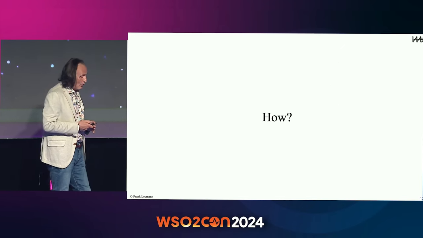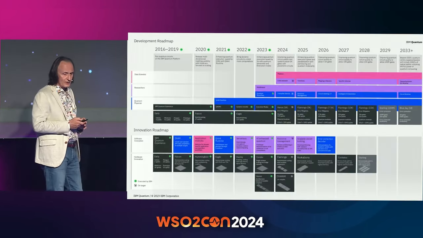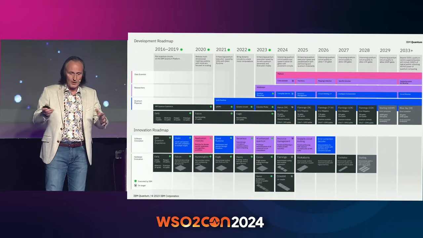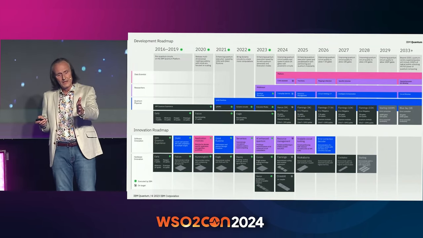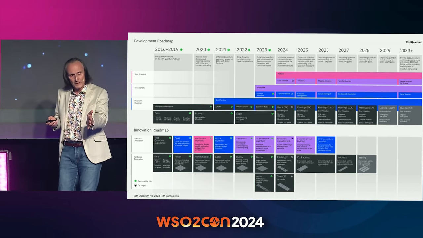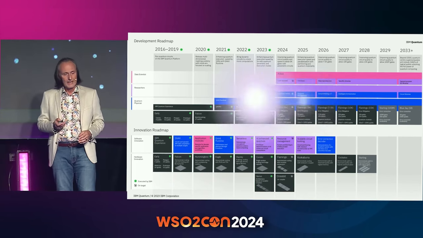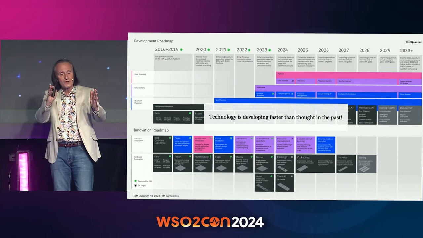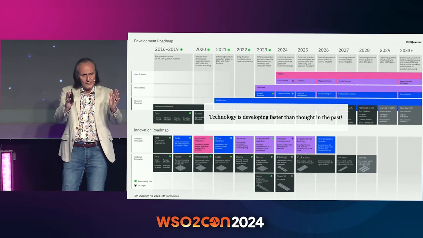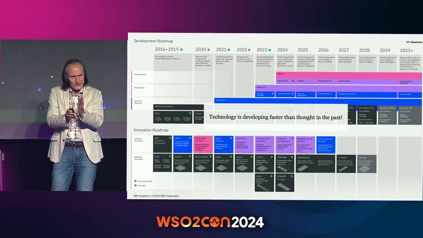So how do you build this kind of quantum applications? This is a roadmap of IBM. It shows that they are on track. So 2023, they delivered on the roadmap that they set up before. But this is not the main point. The main point is here that even they squeeze the timeline from right to the left. So typically, they are developing faster than they announced.